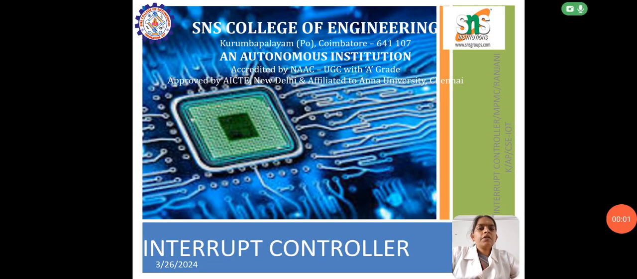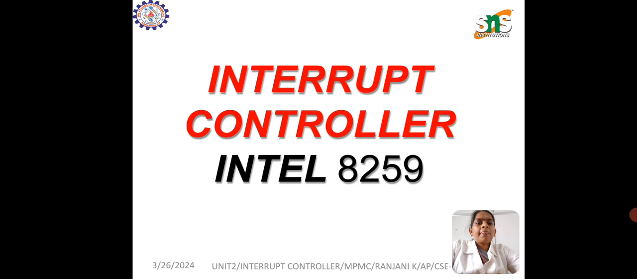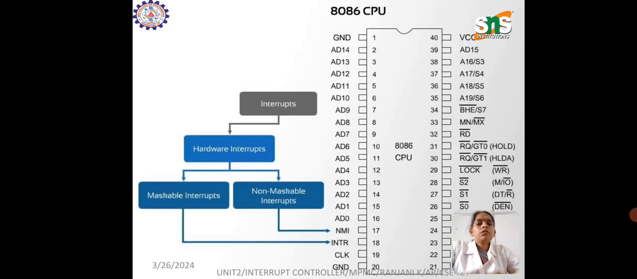Students, today we're going to see about the interrupt controller. So what is an interrupt controller? An interrupt controller is a programmable peripheral that manages the interrupt requests from the hardware or other peripherals to the CPU. Okay. So the interrupt controller is your Intel 8259, and the processor has evolved with the interrupt controller to reduce the burden of the CPU.